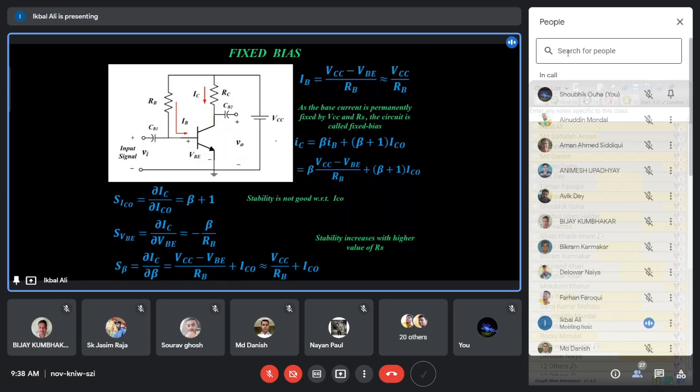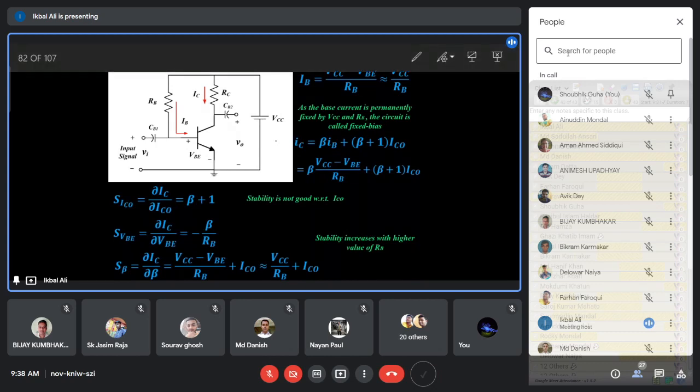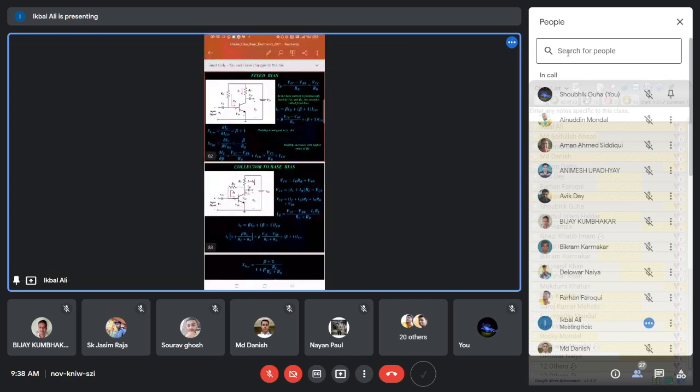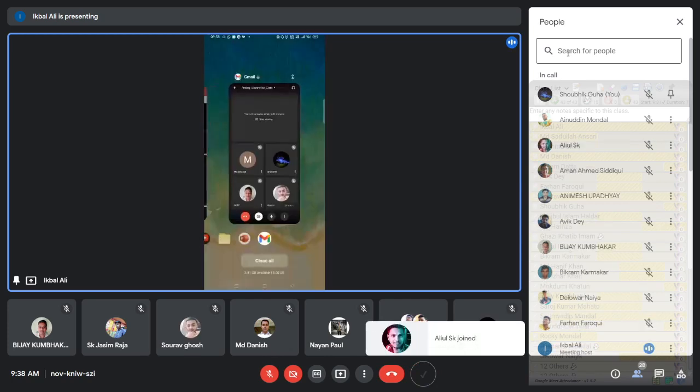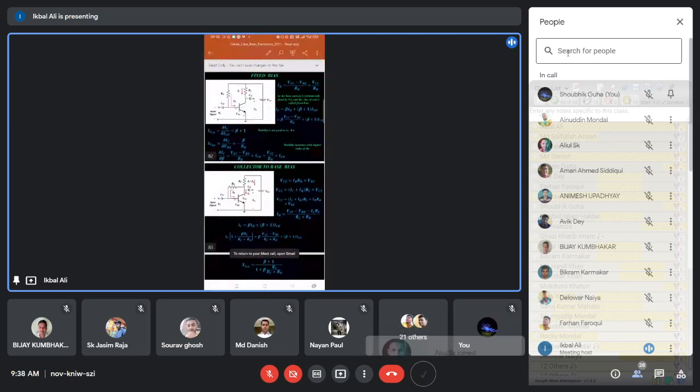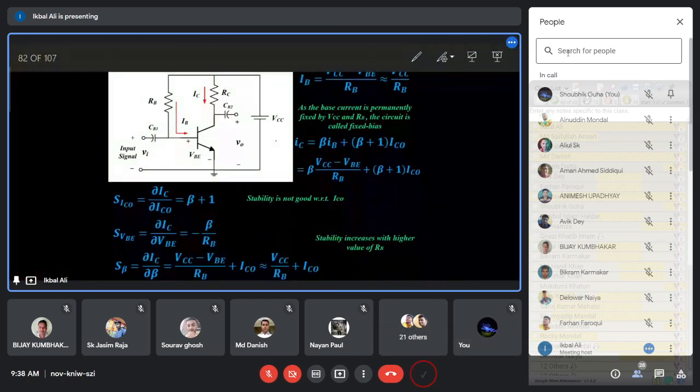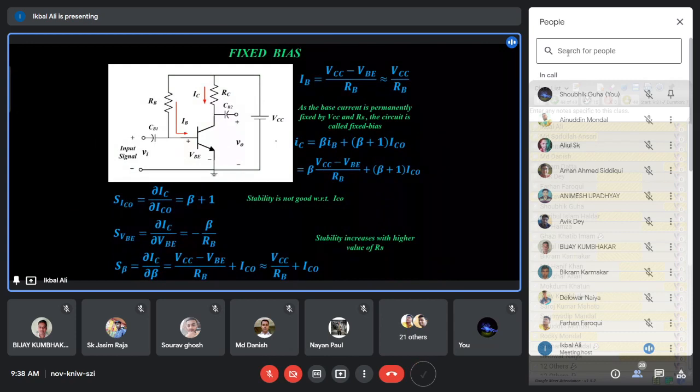So we have had a little bit of discussion on the fixed bias, which is the simplest biasing circuit for the transistor, and this circuit can amplify signal. We have analyzed a little bit the stability criteria of this fixed bias circuit, and we have understood that this fixed bias circuit is not a very stable circuit. We have studied it from the stability factors, where you see that SICO is beta plus 1. As beta is high, the SICO value will be high, and that makes the circuit unstable.